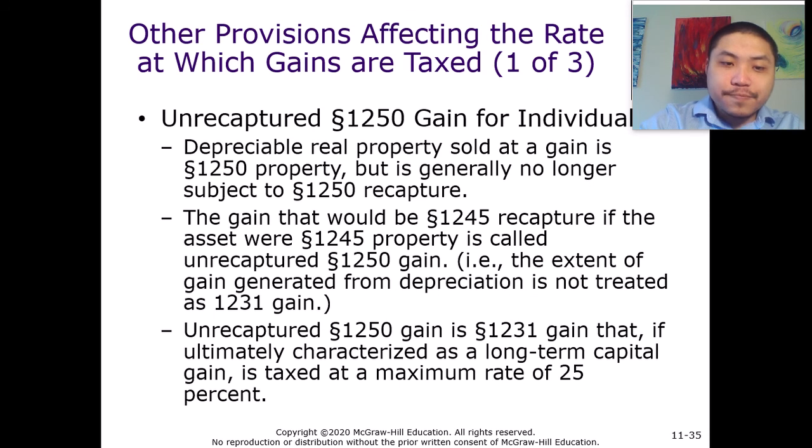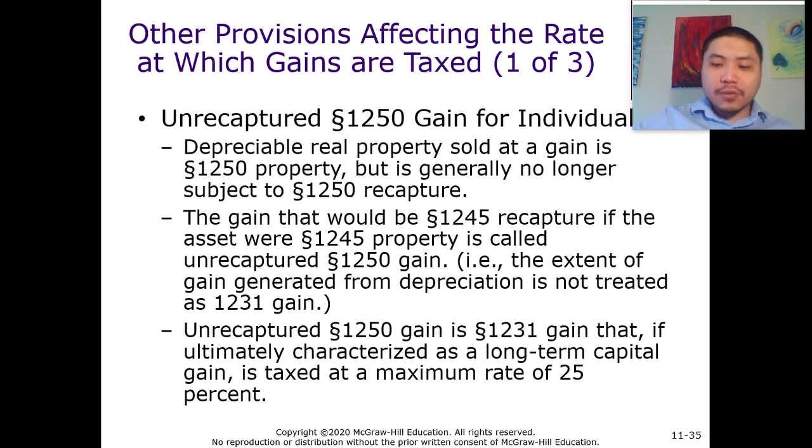But for buildings, for depreciable real properties, the gain generated from the depreciation of the building is not treated as ordinary income, and also not treated as Section 1231 gain. It is treated as unrecaptured 1250 gain and taxed at its own tax rate, at the maximum tax rate of 25%.